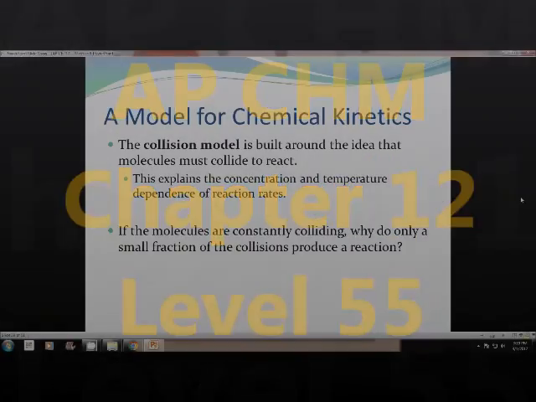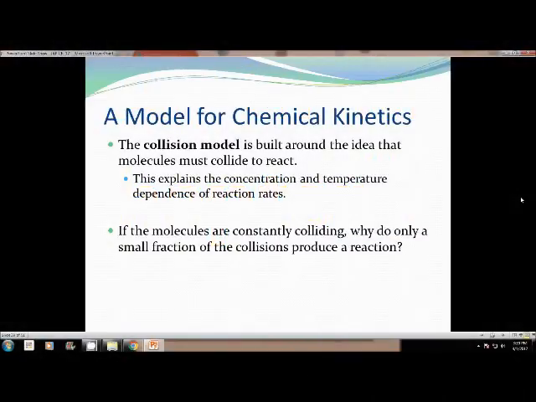Talking about the collision model based on chemical kinetics. This model is built around the idea that molecules have to collide in order to react. This explains the dependence of concentration and temperature for reaction rates. Concentration, because the more concentrated it is, the more molecules are in there, so the higher the probability of hitting each other. And same with temperature.